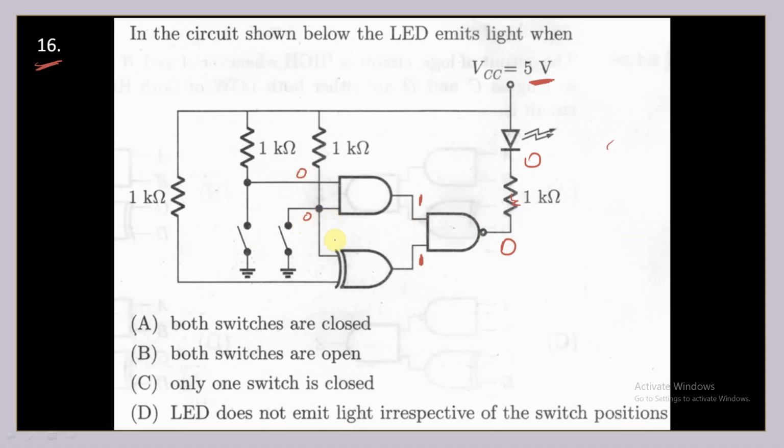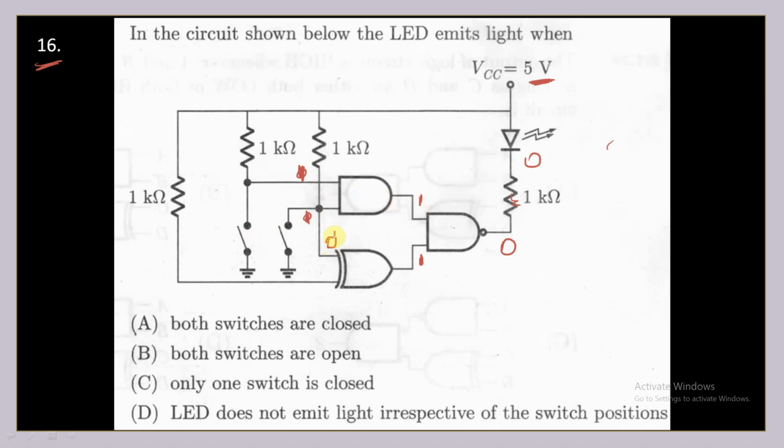Okay, and if the input of your AND gate is 0, that means here you are going to get 0. And what is the other input? This is your XOR gate. Okay, and what is the other input? So if both the switches, sorry, this is 1 and 1, and this should be equal to 1. That is, both the switches should be closed, then only the output of your AND gate will be equal to 1.